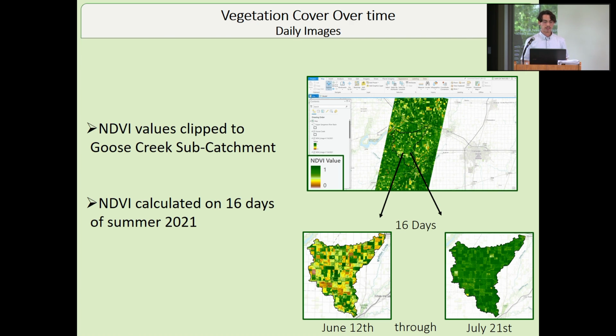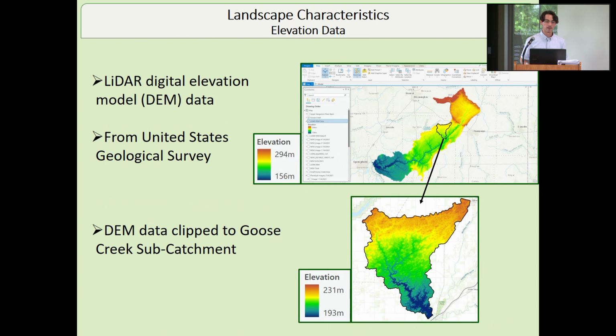So the days that had minimal cloud cover were June 12th through June 21st. There were 16 days, including those days between there, where I was able to study the vegetation cover for this summer. So studying the landscape characteristics was a bit easier of a process.